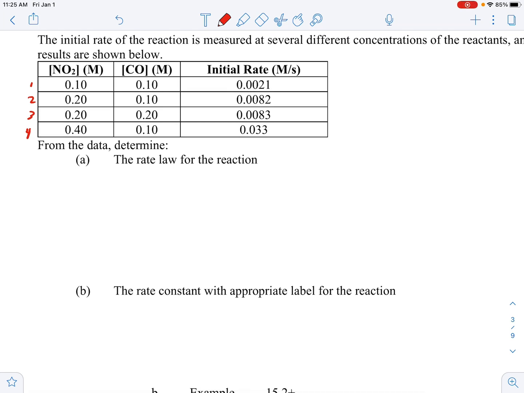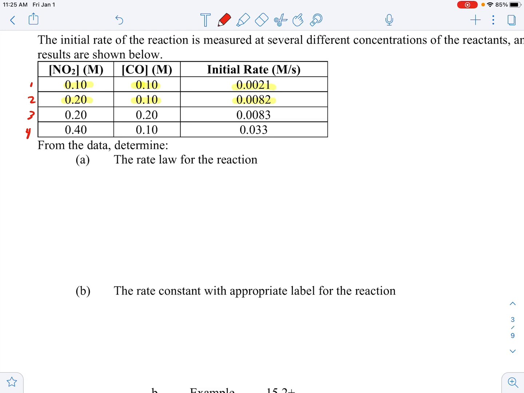If we look at experiment 1 and experiment 2 for right now, we see that we doubled NO2, but our CO stayed the same. So if we see what happened to the rate here, we can figure that out. A very mathematical way, because a lot of times the AP exam asks us to show how we found our rate. One way we can do this is if we set the two equal to each other.